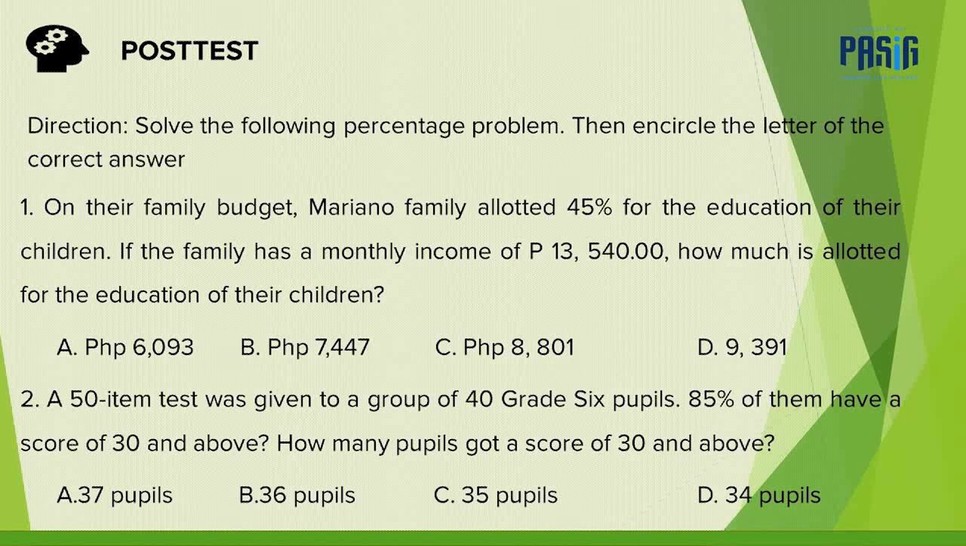A. 6,093 pesos. B. 7,447 pesos. C. 8,801 pesos. Or D. 9,391 pesos. For number 2, a 50-item test was given to a group of 40 grade 6 pupils. 85% of them have a score of 30 and above. How many pupils got a score of 30 and above? A. 37 pupils, B. 36 pupils, C. 35 pupils, or D. 34 pupils.